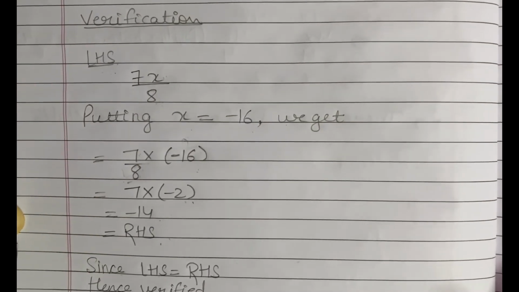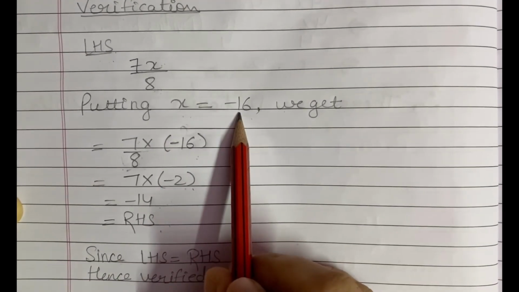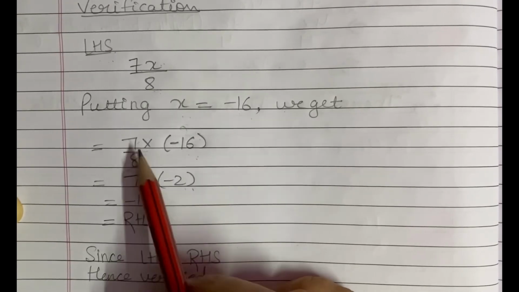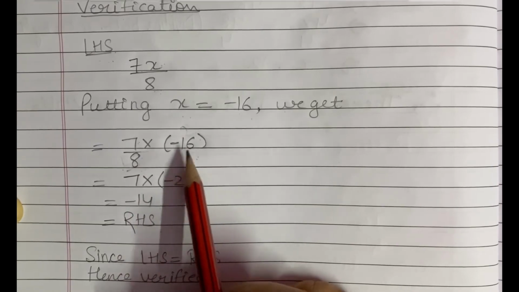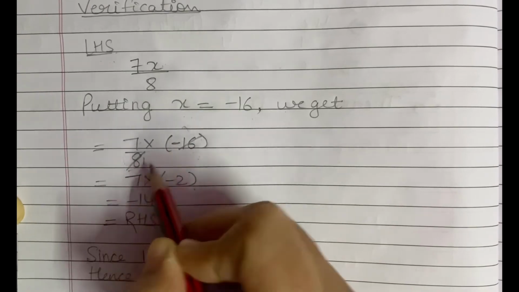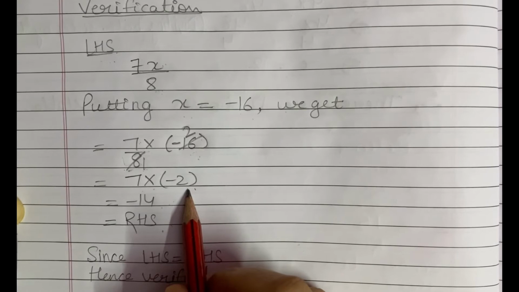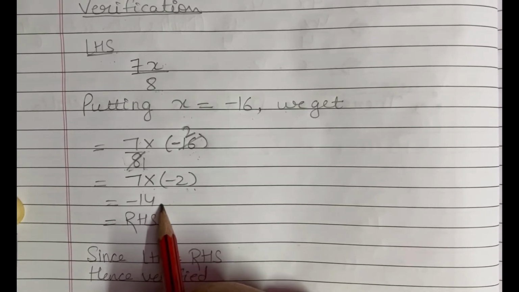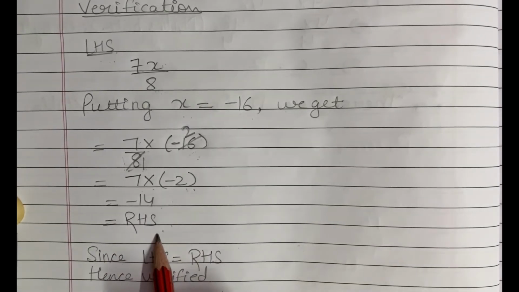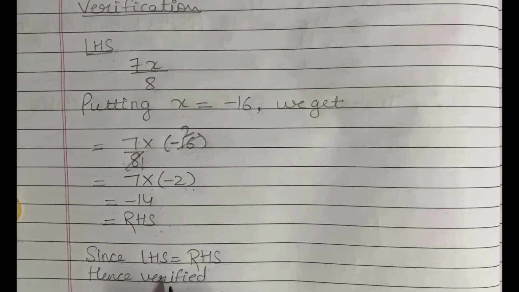Now here in the LHS we will put the value of x, that is equal to minus 16, which we have found above. Now on putting the value we get 7 by 8 into minus 16. Now students, this 8 and 16 will be cancelled out. 8 ones are 8, 8 twos are 16. So 7 into minus 2 we will get, and on solving it we will get minus 14, and that is nothing but our RHS. So since LHS is equal to RHS, hence verified. Hopefully it is clear to you.